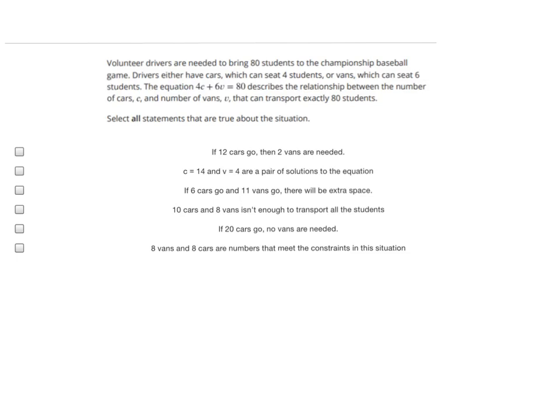Volunteer drivers are needed to bring 80 students to the championship baseball game. Okay, so that's important. Drivers either have cars, which seat 4 students, or vans, which can seat 6 students. The equation 4c + 6v is going to give us what we need to be able to solve this. It describes the relationship between the number of cars, C, and the number of vans, V. They can transport exactly 80 students.